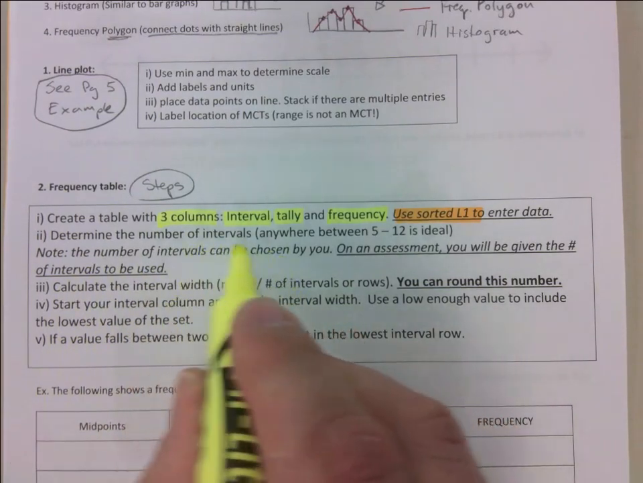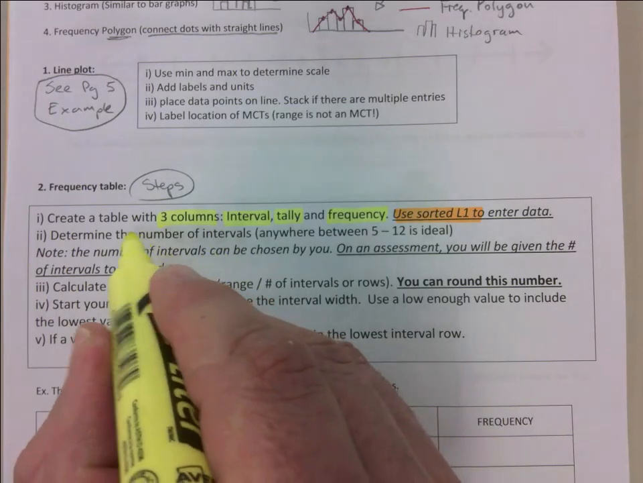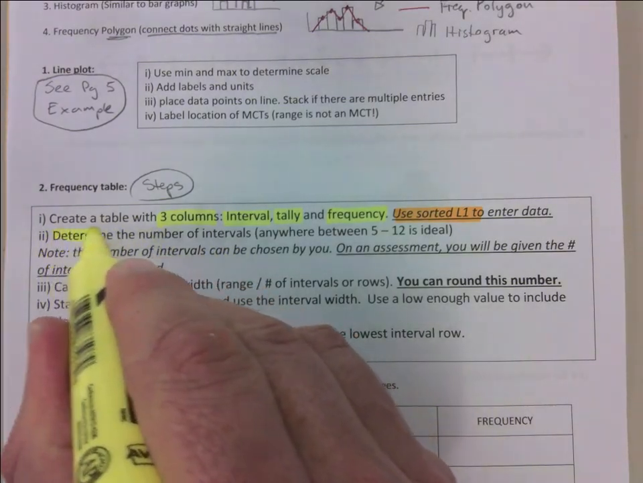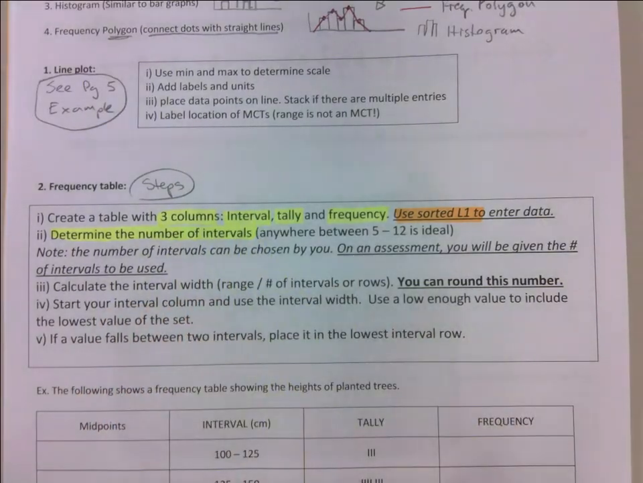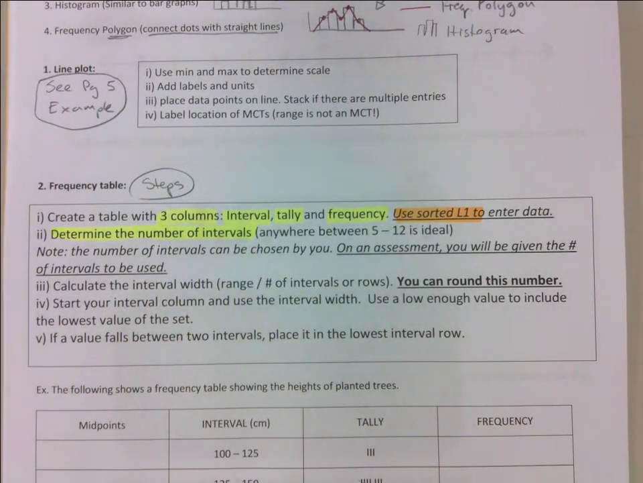Determine the number of intervals that you want. I'm going to be honest with you here. I will tell you how many intervals to use. This is why. It's a nightmare to mark if one of you chooses 5, the other one chooses 7.